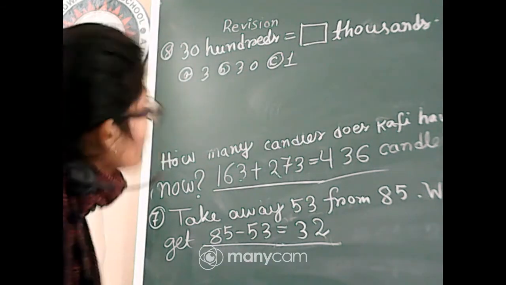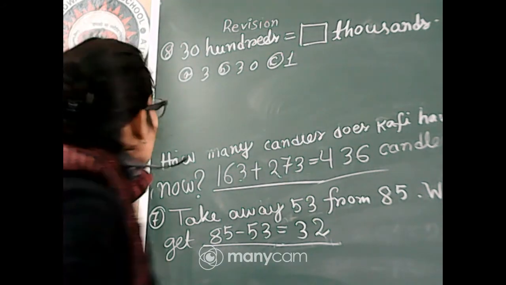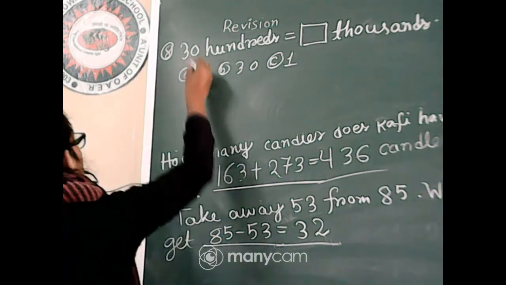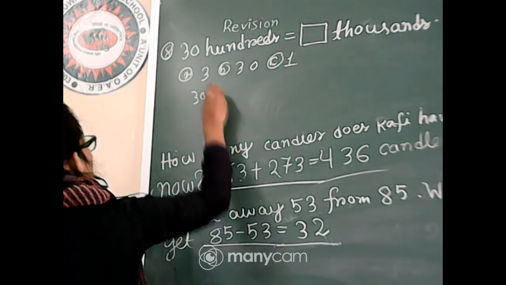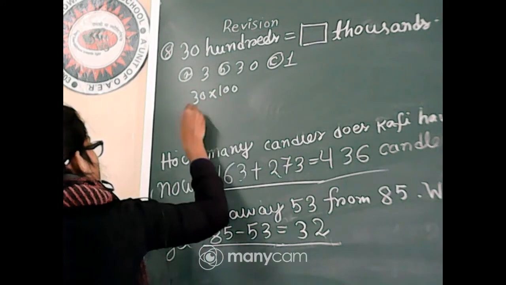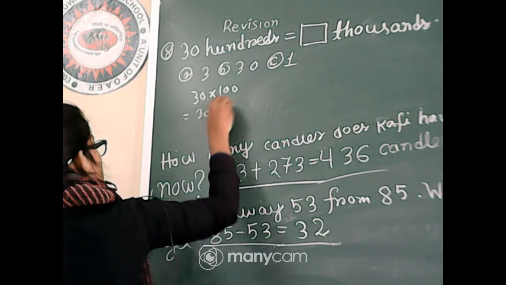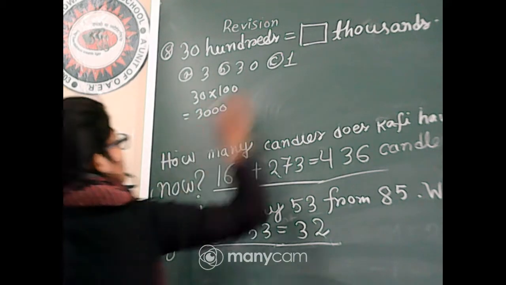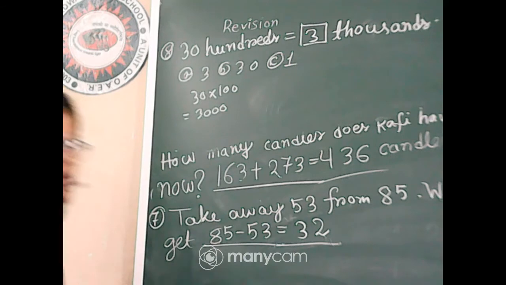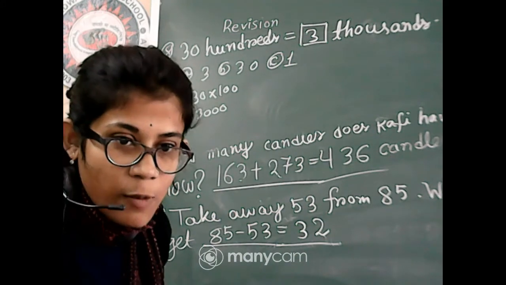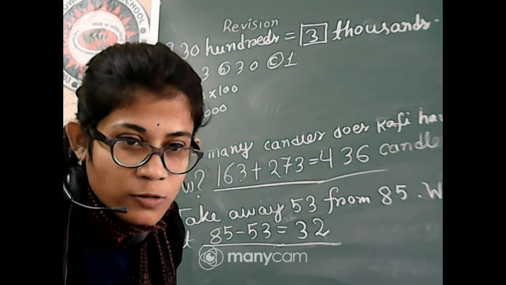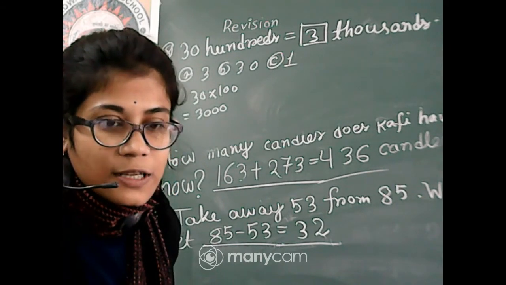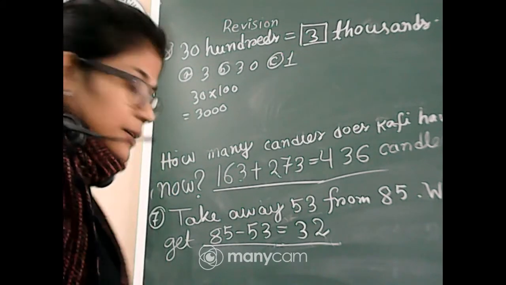Diksha, 1000? 30 hundredths means 30 into hundreds. It becomes 3000. So it will become 3000s. Yes. Shostab, Aniket, Shauri, Ankon, Kritika all have given the correct answer.